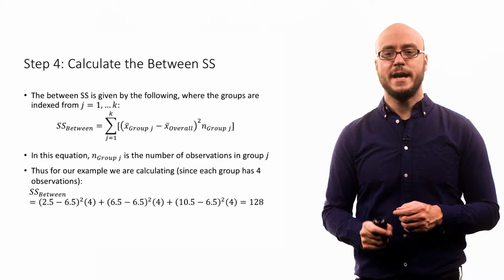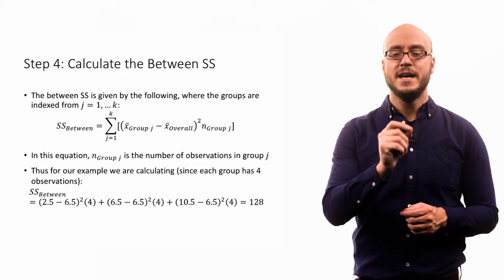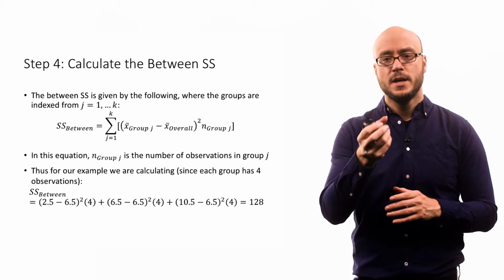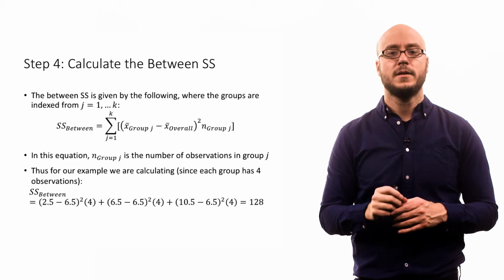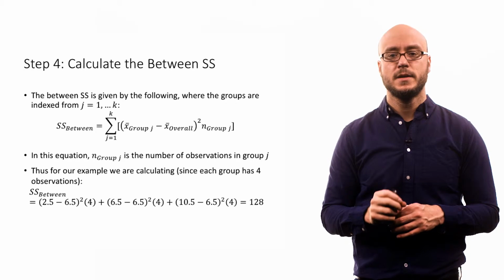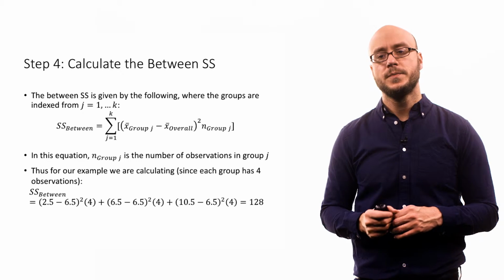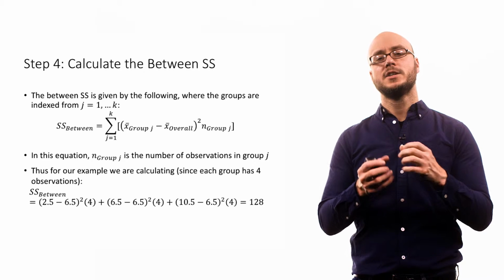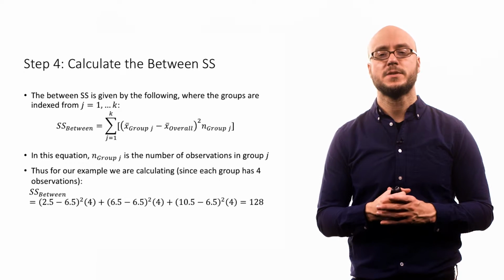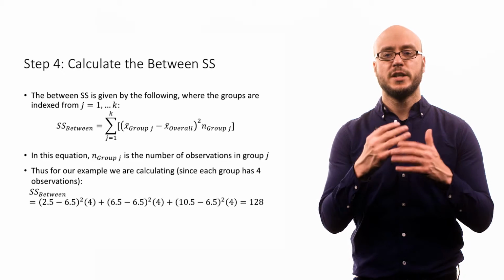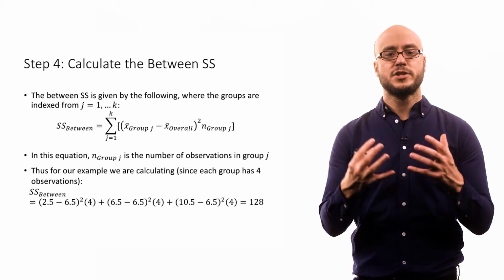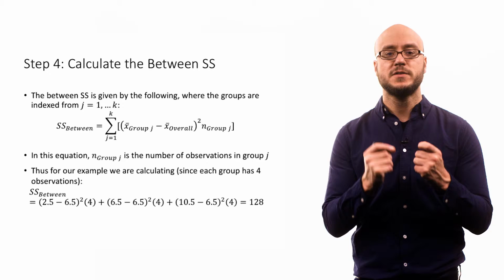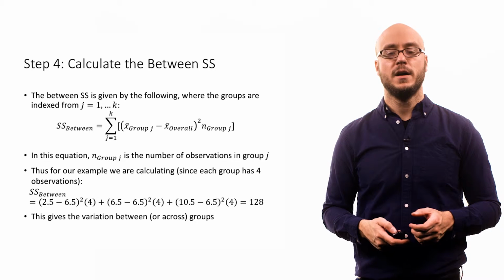For group 2, we take the mean for group 2, which is 6.5, subtract out the overall mean across all groups and within groups, and we get that difference. We square it, and we multiply by that sample size for group 2. Then we take the mean only for group 3, subtract out that overall mean, square it so it's positive, and multiply by the sample size for group 3. When you do this calculation, you get this value of 128. That's a measure for the total variability between or across groups. We call it the sum of squares between, or the between sum of squares.